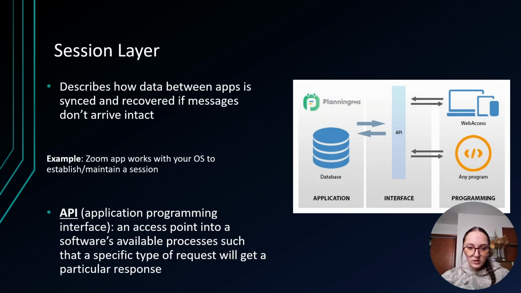Next, the session layer describes how data between applications is synced and recovered if the messages don't arrive intact. An example of this is the Zoom app. It works with your operating system to establish and maintain a session. An API is an application programming interface, and it's an access point into a software's available processes, such that a specific type of request will generate a particular response.